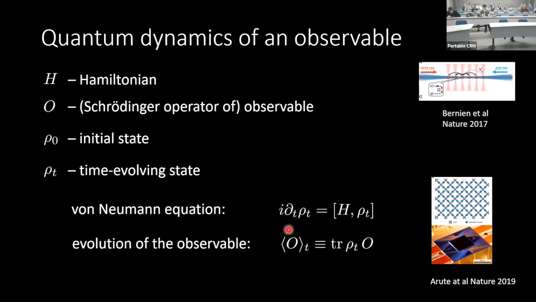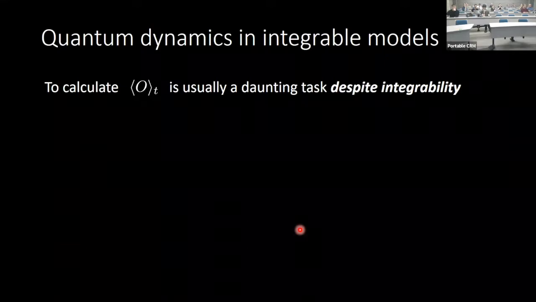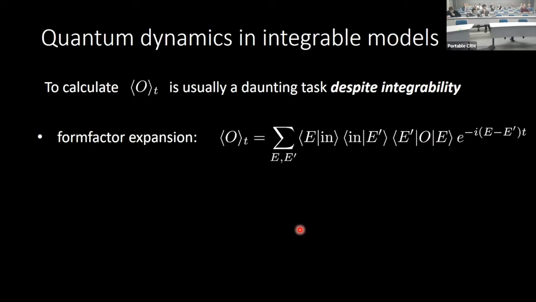In practice, however, this von Neumann equation is prohibitively complex in a general system. So a natural idea is to try to solve this equation for an integrable system and hopefully get some intuition. However, a bit ironically, even if the Hamiltonian is integrable, calculating the dynamics of an observable is usually a daunting task. The most straightforward approach is to use a form factor expansion.